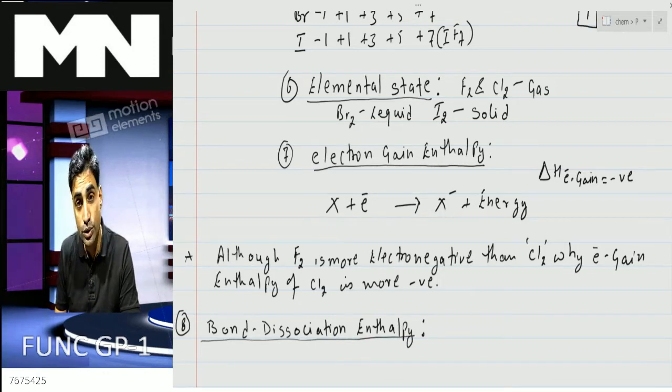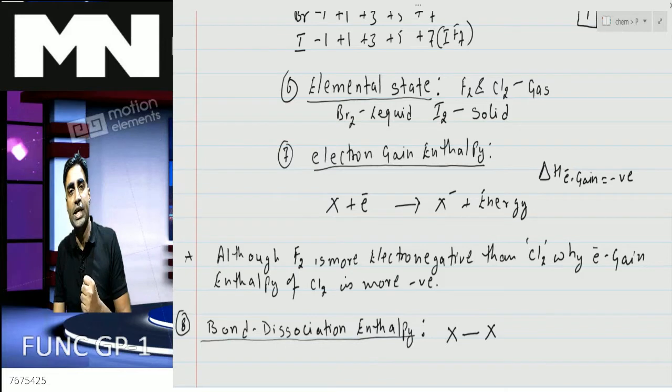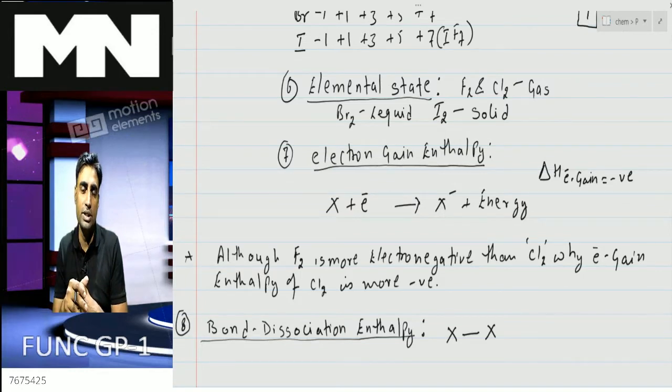What does bond dissociation enthalpy mean? It is the amount of energy that is required to break the bond between two halogens, like a bond between fluorine-fluorine, or chlorine-chlorine, or iodine-iodine. Now we know that halogens have the smallest atomic radii. Since they have the smallest atomic radii, the bond between two halogens is quite small. Smaller the bond, stronger it is, so we need more energy to break it. That's why halogens have a higher bond dissociation enthalpy.